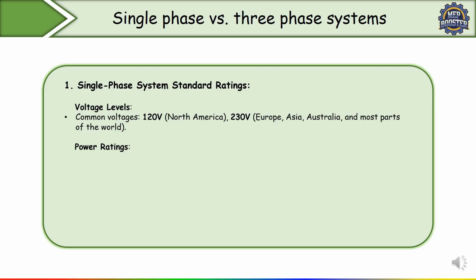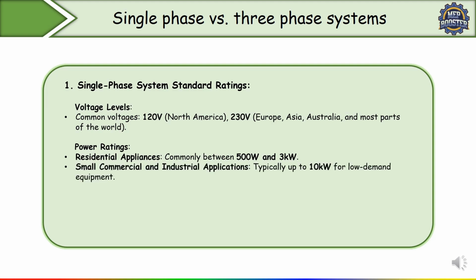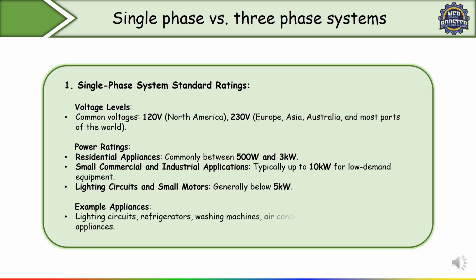Okay. The power rating is also given. Power usage ranges from 500 watt to 3 kilowatt for residential appliances. For small commercial and industrial applications, typically up to 10 kilowatt for low demand equipment. Okay, I am talking about the single phase system standard rating: voltage level and power rating. In the same way, lighting circuits and small motors are generally below 5 kilowatt. See the example appliances: lighting circuit, refrigerator, washing machine, air conditioner and other household appliances. Okay, so these are the single phase system standard ratings.